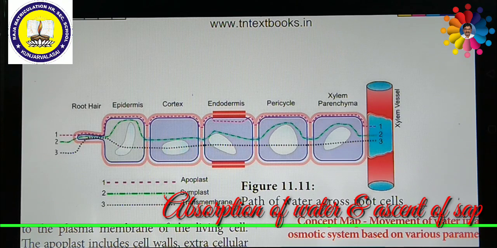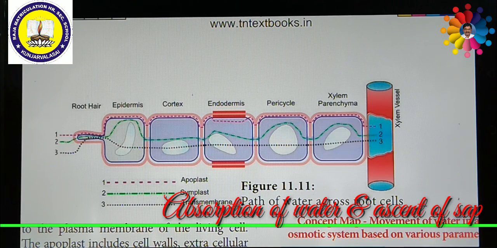Even if it is passing through the dead cells, the xylem has various types of dead cells like xylem tracheids and xylem vessels. So they are not only passing through the space between the plasma membrane and the cell wall, it also passes through the dead cells, that means the water is moving through the lumen. If it is a living cell, water moves through the cytoplasm. A dead cell has an empty lumen, and the empty lumen is also considered apoplast.